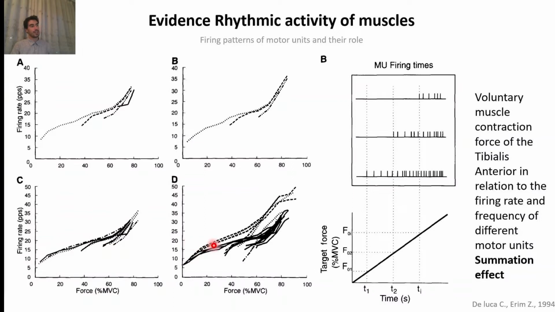And this firing rate is not strictly linearly proportional to the maximum voluntary contraction that you do, to the force, but it's of course monotonic increasing. So you can say that voluntary muscle contraction force of the tibialis anterior, this is the muscle they studied in this study, in relation to the firing rate and frequency of different motor units, gets to a summation effect. So this is highly relevant also for cortico-muscular coherence.